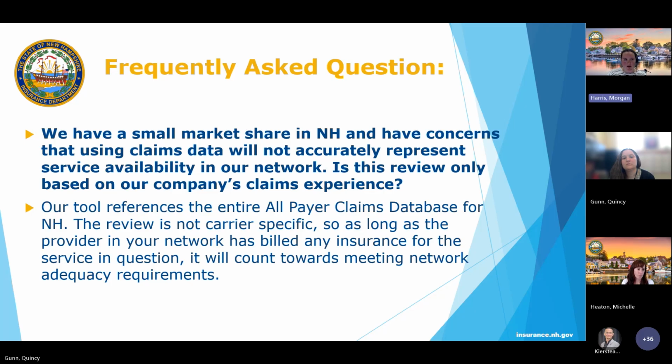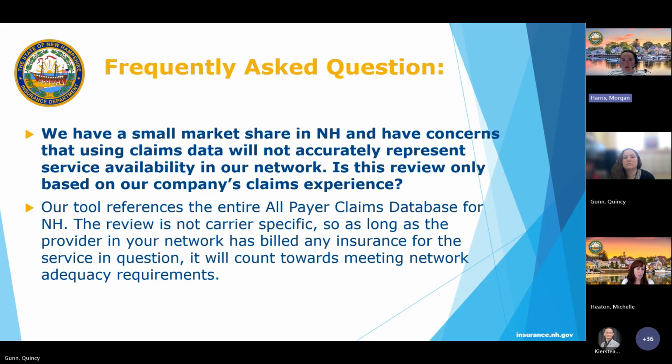So as long as you have a provider with an NPI on that network adequacy template that you all fill out and submit to us, as long as you have that provider on your list, and if he's billed within the claims database, maybe it wasn't even by you, maybe it was by a different insurer, that doctor would still meet the network adequacy requirements, at least to be able to then see if they're meeting the time and distance standard.